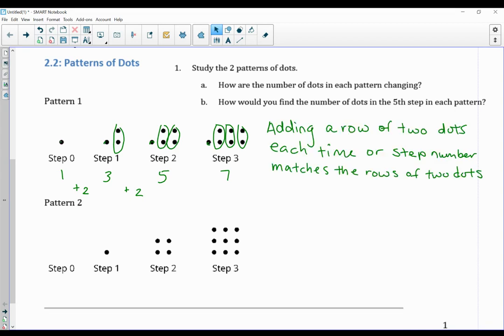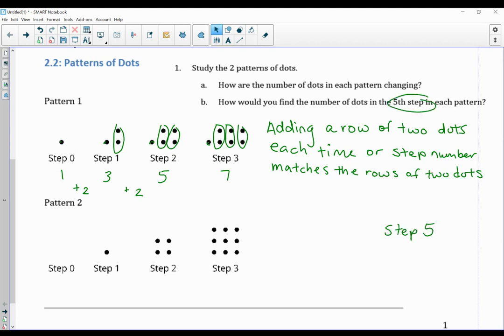So I would describe this as adding a row of 2 dots each time, or saying something like the step number matches the row of 2 dots. So I'm on step 1, I have 1 row of 2 dots. I'm on step 2, I have 2 rows of 2 dots. I'm on step 0, I have no row of 2 dots. That is kind of how I would describe it.